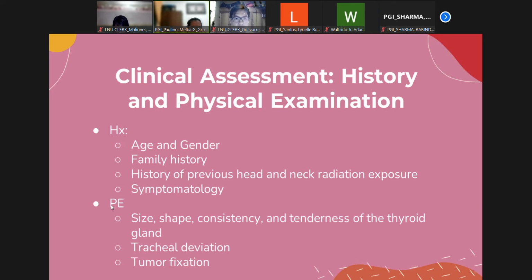For the symptoms, throat or neck pain is rarely associated with carcinoma, but frequently occurs with hemorrhage into a benign nodule. For the physical exam, we should take note of the size, shape, consistency, and tenderness of the thyroid gland, and also the involvement of the trachea, if there is any deviation, and if there is tumor fixation. Next slide, please.